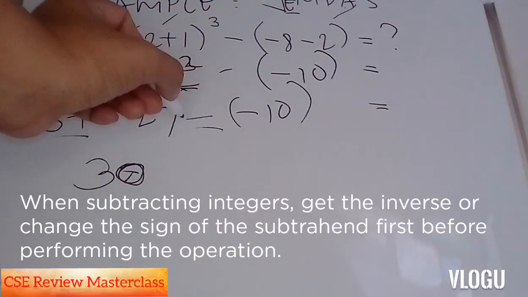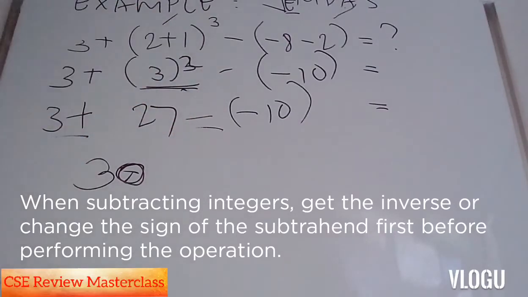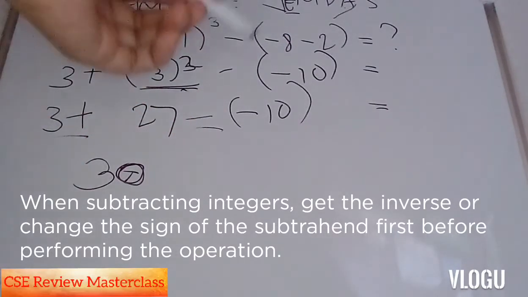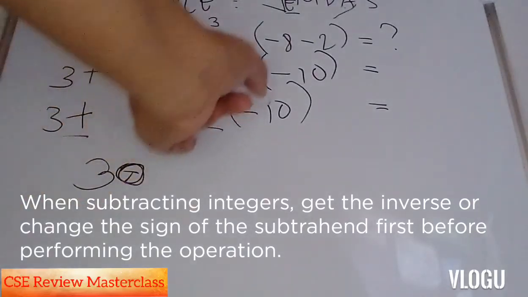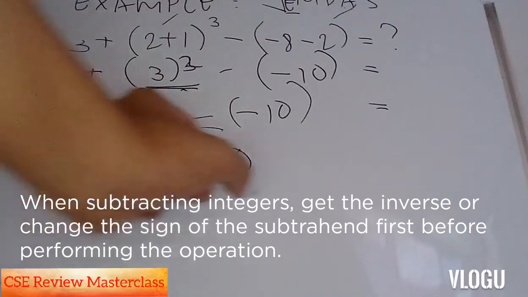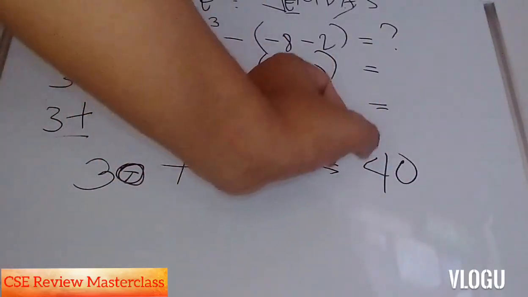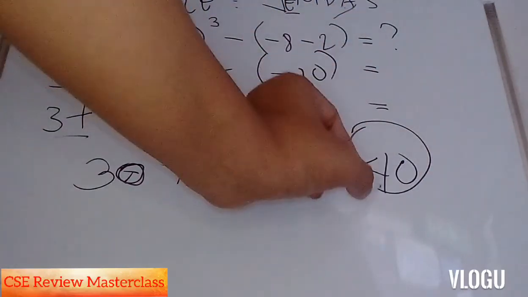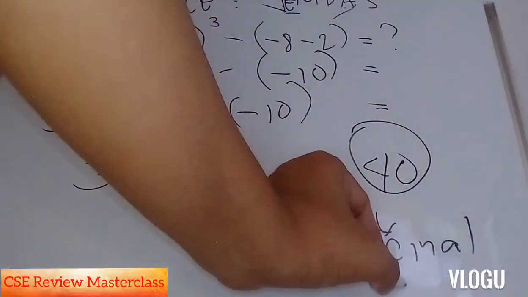So when we are subtracting negative integers, we must get the inverse of that integer. So negative will become positive. So this will become 10. 30 plus 10 is equal to 40. So 40 is the final answer.